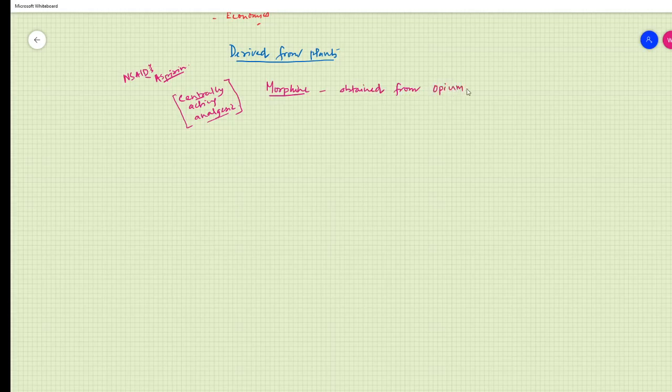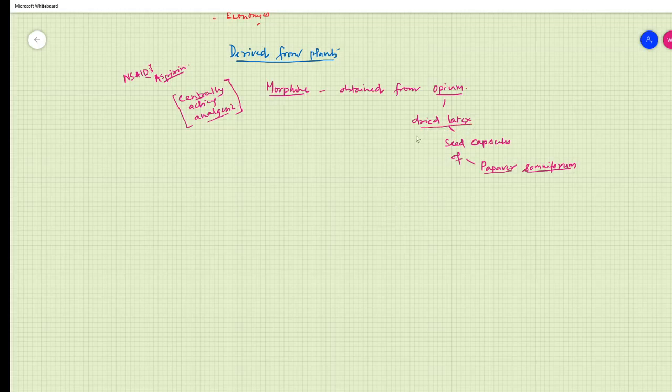opium. So what is opium then? Opium is basically the dried latex, which is in turn obtained from the seed capsules of the opium poppy. What is the scientific name of opium? It is Papaver somniferum. Papaver somniferum is the scientific name of the opium poppy. So it is obtained from the dried latex.